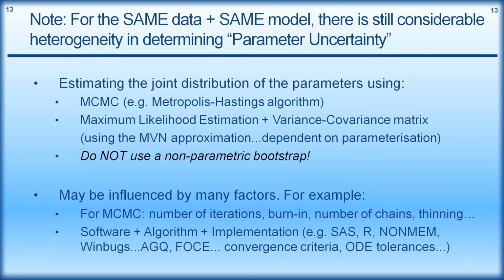Especially for maximum likelihood estimation, you have things like adaptive Gaussian quadrature and first order conditional estimation as ways of trying to get around the integration over the random effects. We have different convergence criteria, and if you have systems of ordinary differential equations, you'd have tolerances associated with that. So even though you may think you're using a very similar model, you're going to end up with different results between the different software and implementations.